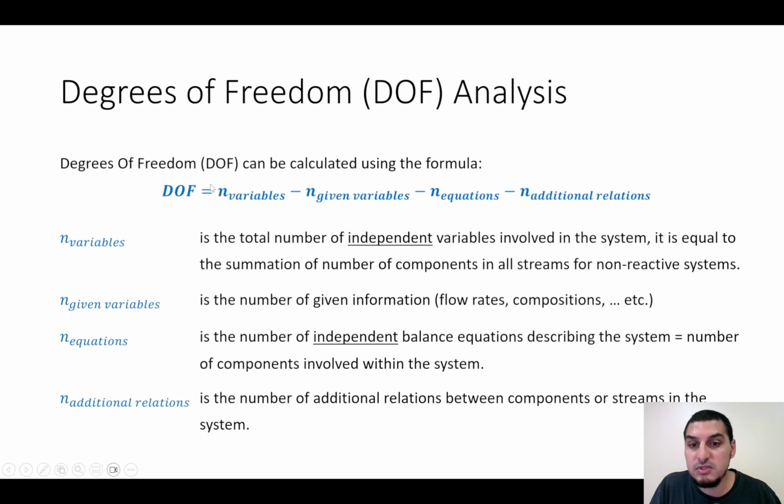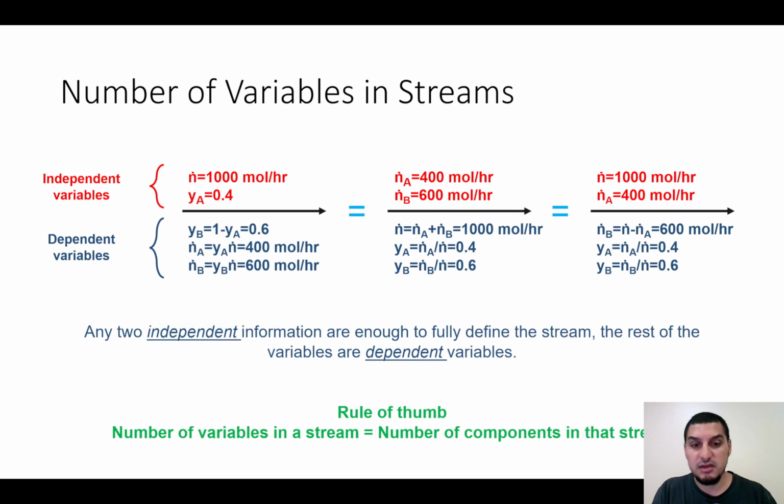So the number of variables in a stream is the total number of independent variables involved in the system. So if I have 2 streams, I will count the number of components in the first and the number of components in the second, and the sum is the total number of variables that I have. So this is all that we want to discuss here about the degrees of freedom.